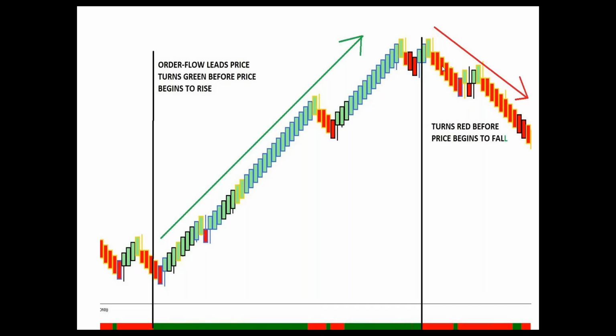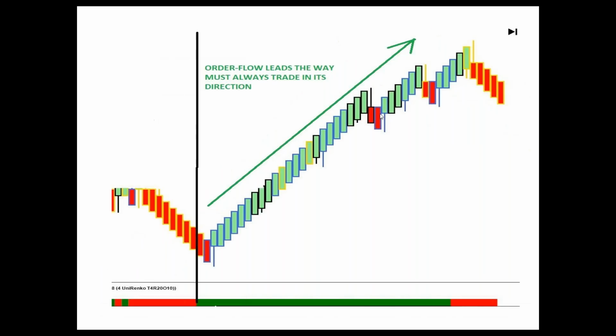Now, if you dare to try to call a top, at least let order flow turn. I never take a counter trend trade, but if you're going to try to do it, don't trade it against order flow. Here's another example. You have to trade in the direction of order flow. If you don't, I'm telling you, you're going to get stopped out. And if one of your problems is you're getting stopped out a lot, it's probably because you're not trading in the direction of this line.